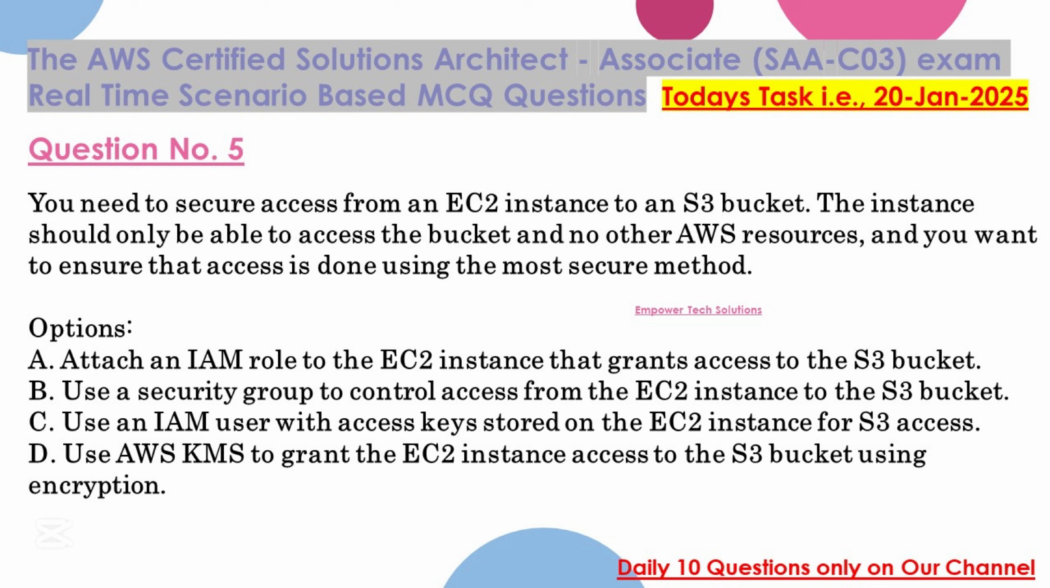Options: A. Attach an IAM role to the EC2 instance that grants access to the S3 bucket. B. Use a security group to control access from the EC2 instance to the S3 bucket. C. Use an IAM user with access keys stored on the EC2 instance for S3 access. D. Use AWS KMS to grant the EC2 instance access to the S3 bucket using encryption.